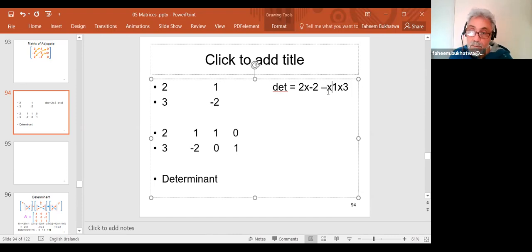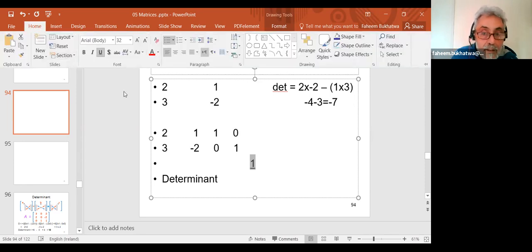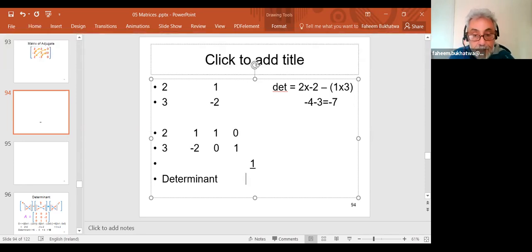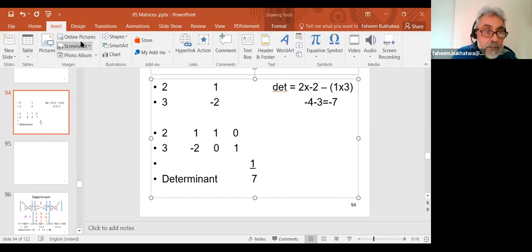So 2 times -2 is -4, just so as not to mix up the signs. -4 minus 3 equals -7. So the determinant is -7. Now, how do you work out the inverse? It's 1 over -7, multiplied by the adjugate of the matrix, which is, anybody worked out what?